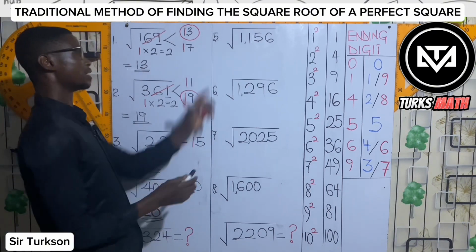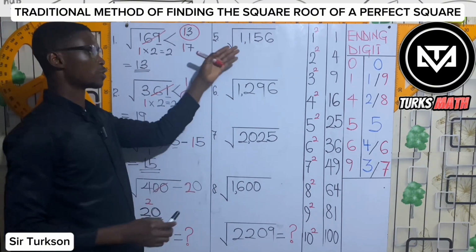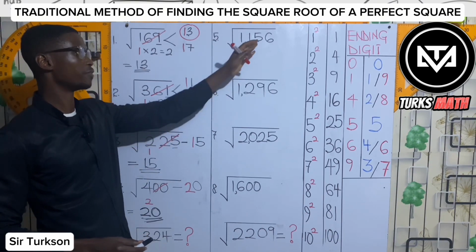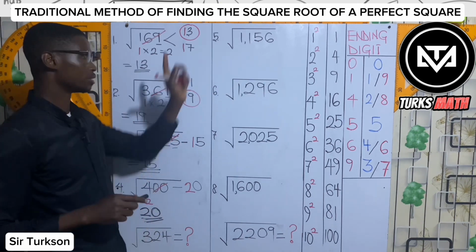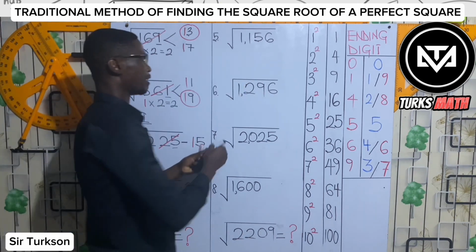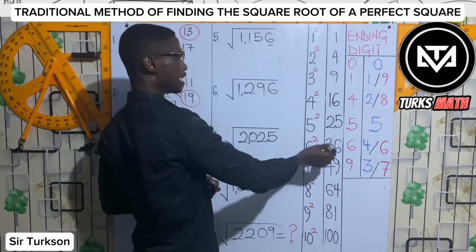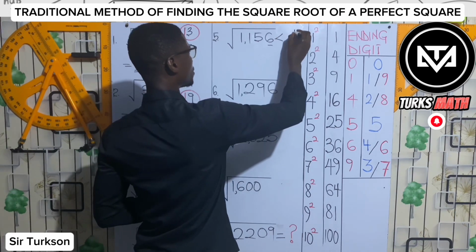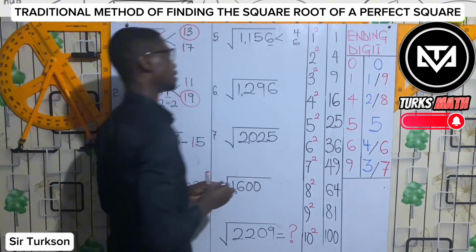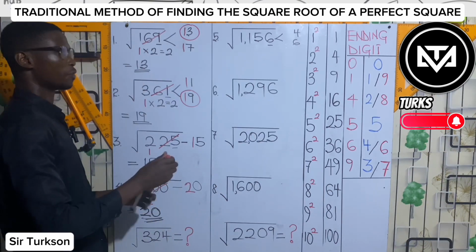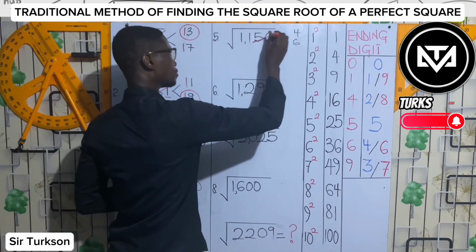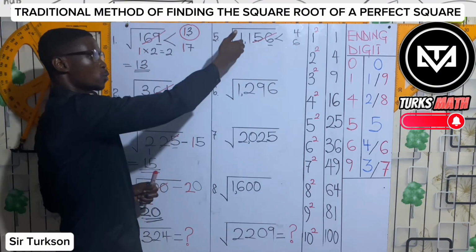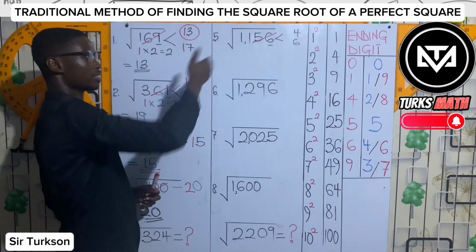Now let's look at the fifth one. This is 4 digits. How to find the square root of 4 digits. Square root of 1156. Remember the last digit. So our last digit here is 6. Two numbers that end with 6, that is 4 and 6. You have 4 and 6. Now, what are you going to do? After getting your 4 and 6, you rule out these numbers. So you are left with 11. Which perfect square is closer to 11? 10 is not a perfect square.